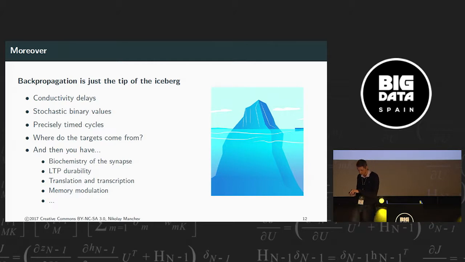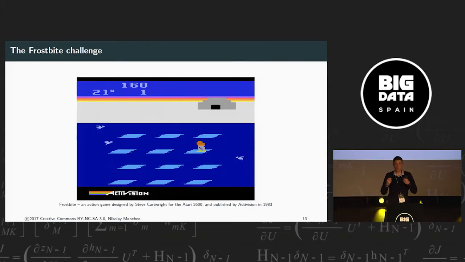Why does it matter? Because of this. This is one of the games where DQN performs horribly. It's called the Frostbite challenge. And if you're interested, by the way, you can Google it, and there are emulators that will let you play it in a browser. I thought I'd give it a try for 10 minutes, and that's what I've been doing for 2 hours at the airport, so be careful.